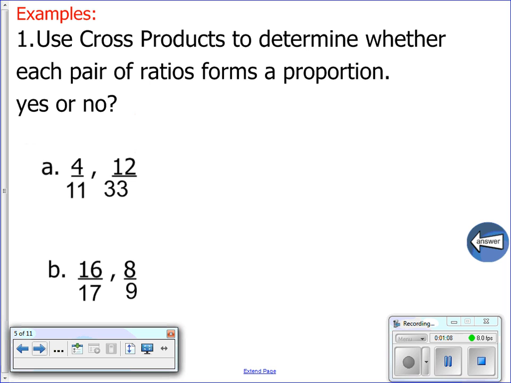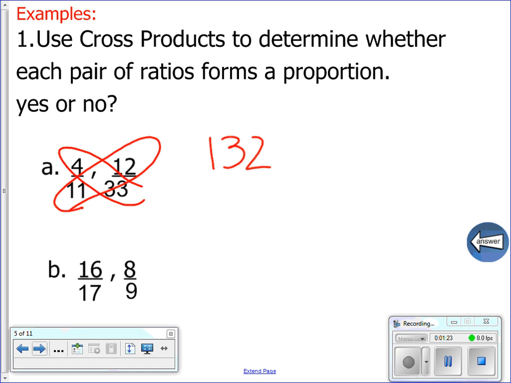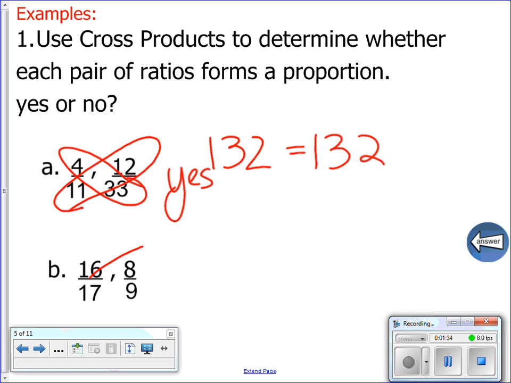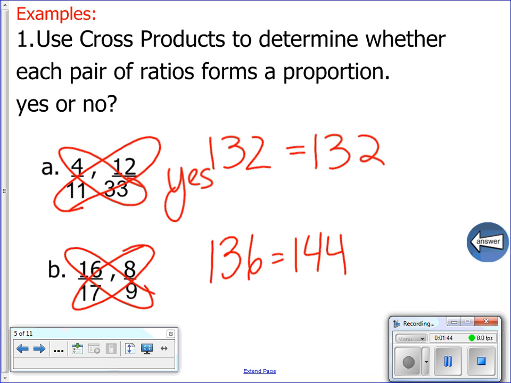So using cross products, determine whether each pair of ratios forms a proportion. It's just a simple yes or no question. So we look at this, and we say 11 times 12. 11 times 12 is 132. And 4 times 33 is 132. So these are equal. So yes, this is a proportion. For this next one, we'll do 17 times 8 and 16 times 9, and that's 136 and 144. So no, those are not equal. So no, this is not a proportion.